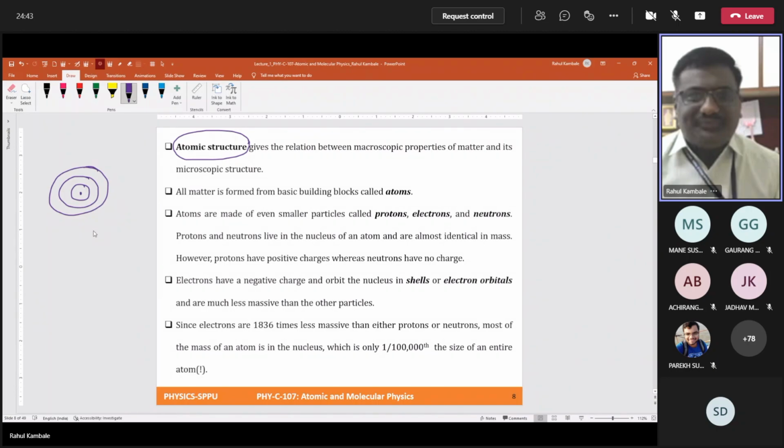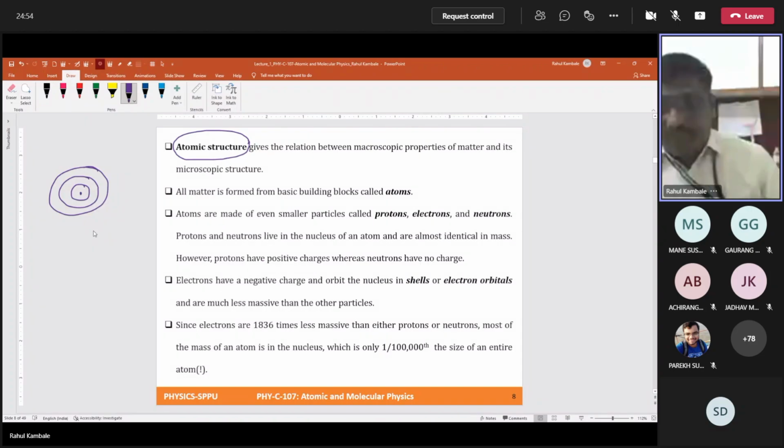Okay. Now, being a PG student or physics student, whenever you hear the word atomic structure, what does it mean? It is a type of structure where, inside, the electrons, protons and neutrons are distributed in their places. Atomic structure gives the relation between the macroscopic properties of matter and its microscopic structure.